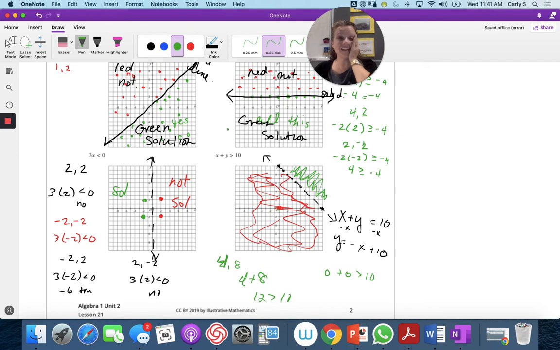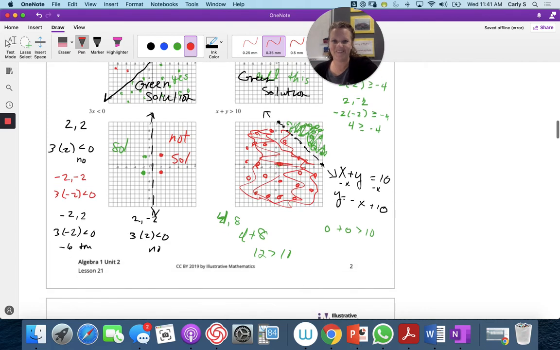All right, when I shaded it green, that means every single ordered pair in that green area is a solution to that inequality. I picked enough ordered pairs, put enough dots in here that I made it all green. Every single ordered pair in that shaded area is a solution to the inequality. And every single ordered pair in this area is not a solution to the inequality.